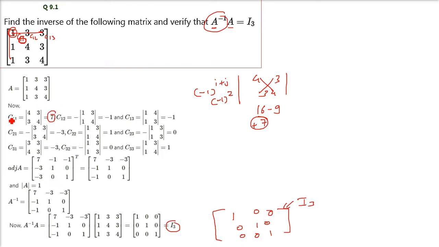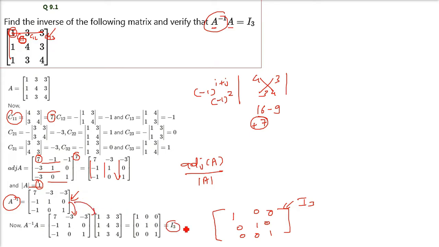All of this you have to do for the 9 values, and then you have to take the transpose of that matrix. Rows you have to change to columns. Once it is done, this is called the adjoint of A. Now you have to divide this adjoint of A by the determinant of A. The determinant of A is 1. I'm not computing it, just telling you to go through it. So A inverse will be adjoint of A divided by determinant of A. So this is the A inverse. Now you have to multiply this A inverse with the actual A which is given in the question. The identity matrix will come.